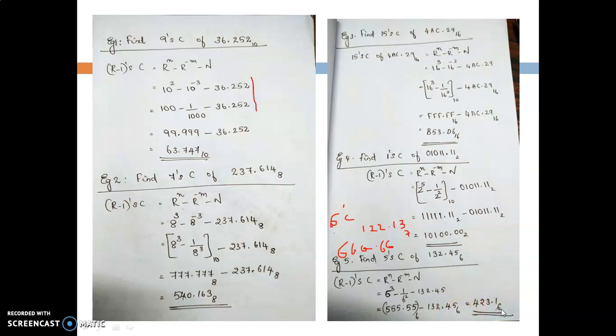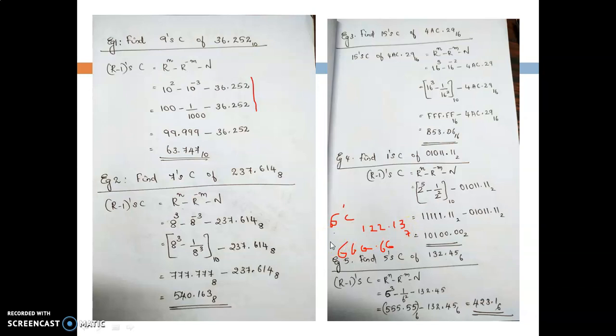Okay. So can I ask you one question? How will you find the 6's complement of 122.13 to the base 7? Can you guess? After writing this formula, what will be your second last step to find the 6's complement of this 122.13? It is very sure that it will be 666.66 minus 122.13.